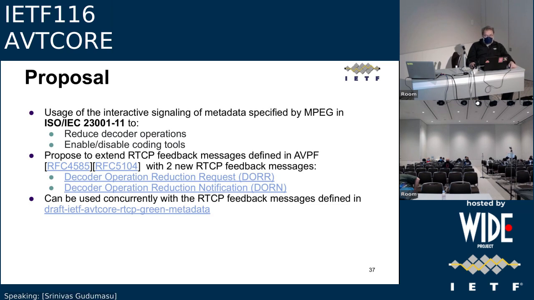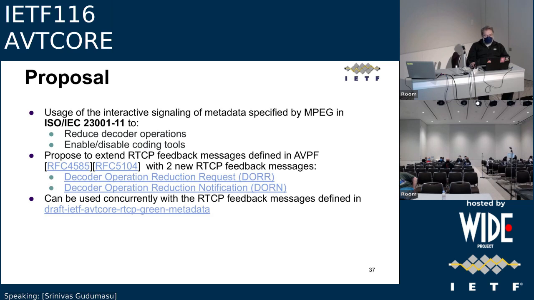So basically the current proposal discusses the interactive signaling of the metadata generated by the decoder, as specified in the green metadata specification. This includes requesting a change in the decoding operations, or enabling or disabling certain coding tools configuration at the encoder side. For this, we extended the RTCP feedback messages that were defined in RFC 4585 and 5104 with two new RTCP feedback messages. We defined the decoding operations reduction request and the decoding operations reduction notification.